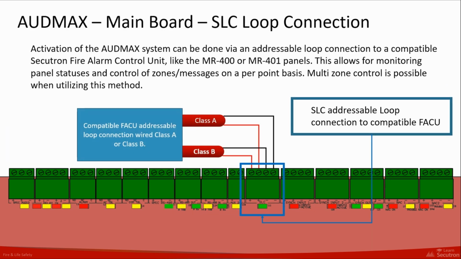A signaling line circuit connection, or SLC loop, allows the master panel to integrate seamlessly with compatible addressable fire alarm control units, such as the Secutron MR400 or MR401 panels. This connection enables detailed monitoring and control of the system, including multi-zone activation and message delivery based on specific inputs. The SLC loop connection can be Class A or Class B, depending on the installation requirements. This advanced feature ensures that the system can respond dynamically to addressable fire alarm inputs, enhancing the overall coordination and effectiveness of emergency communication.